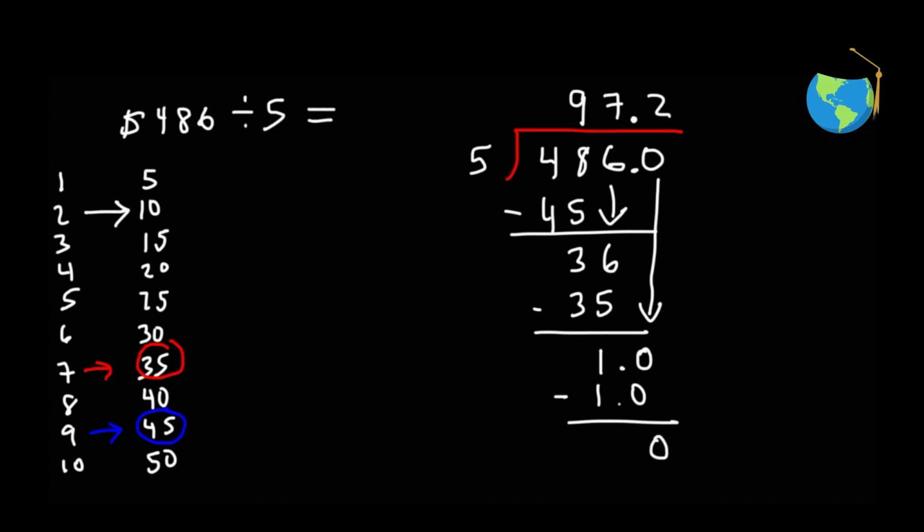So 486 divided by 5 is 97.2. So this means that each person, each team member, should receive $97.20.